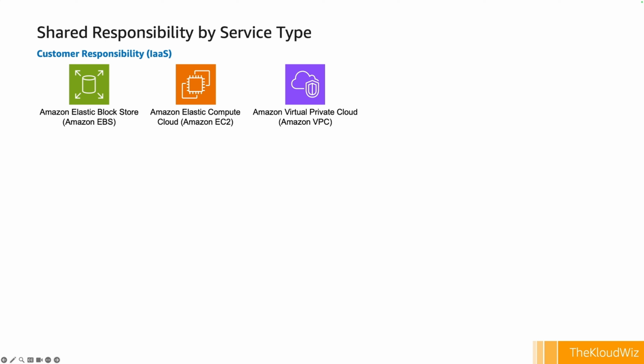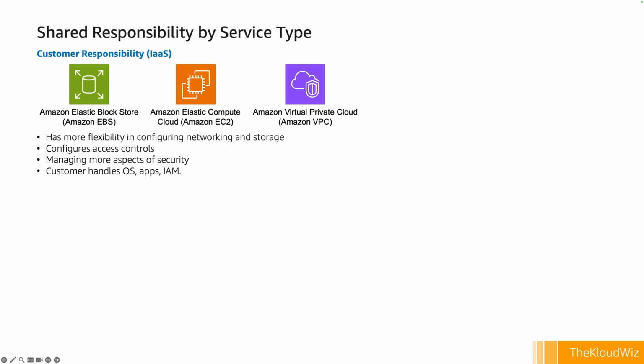Now, let's look at the shared responsibility model by service type. If the customer is using infrastructure as a service, so services like Amazon Elastic Block Store, Amazon Elastic Compute Cloud, that is EC2, and Amazon Virtual Private Cloud, that is the VPC, then you as a customer have more flexibility in configuring the network and storage. You can configure your access controls, manage more aspects of security, and you as a customer will handle the operating system, the applications, and the identity and access management configurations.